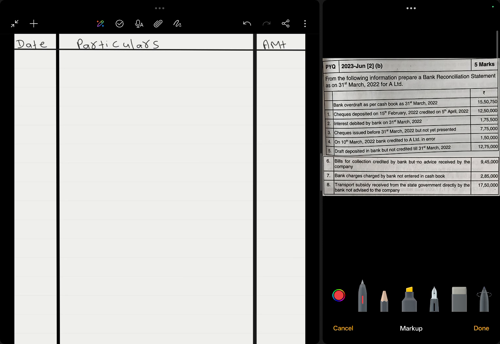So today again we are going to start with the bank reconciliation. So I have brought the question. So without wasting our time, let's come to the question now. The question says, bank overdraft as per cash book as of 31st March 2022. Okay, so which balance do we have? We have the cash book balance, but what we need to see here is that it is an overdraft. Overdraft means negative balance.